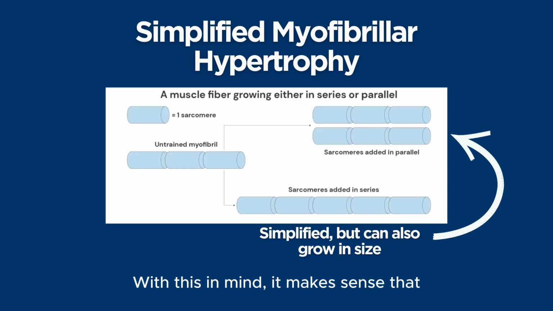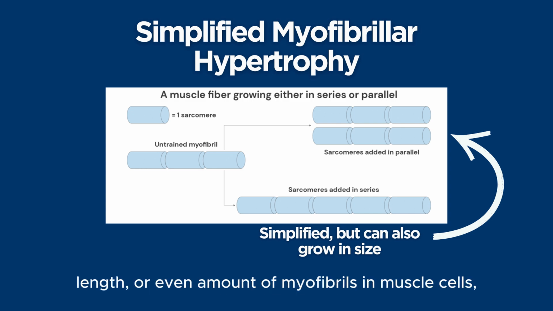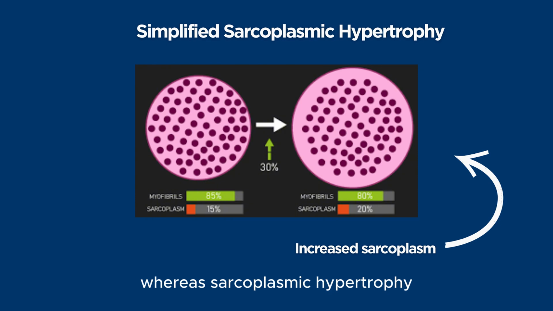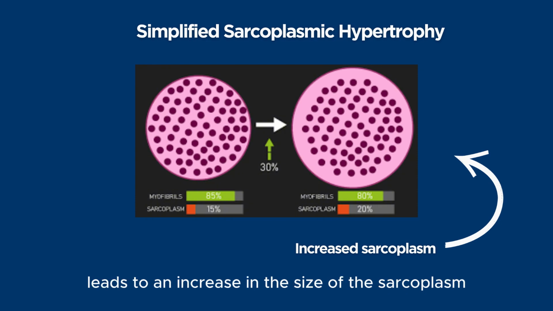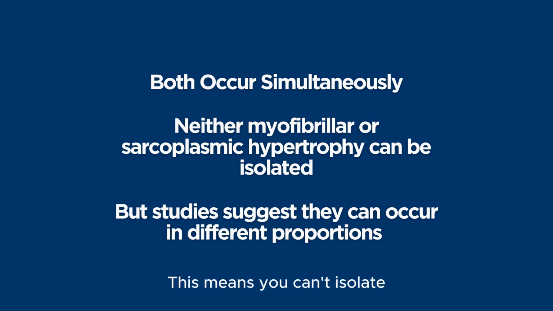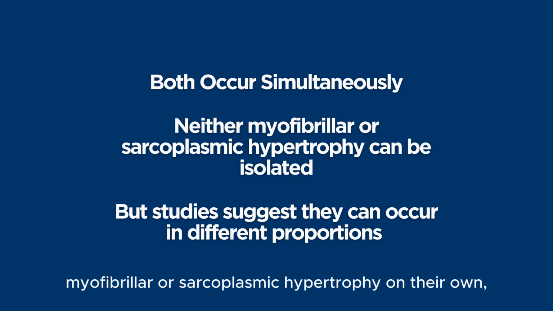With this in mind, it makes sense that myofibrillar hypertrophy leads to an increase in the diameter, length, or even amount of myofibrils in muscle cells, and therefore an increase in strength, whereas sarcoplasmic hypertrophy leads to an increase in the size of the sarcoplasm, but by itself not an increase in strength. It is important to note that myofibrillar and sarcoplasmic hypertrophy occur simultaneously after a training stimulus. This means you can't isolate myofibrillar or sarcoplasmic hypertrophy on their own.